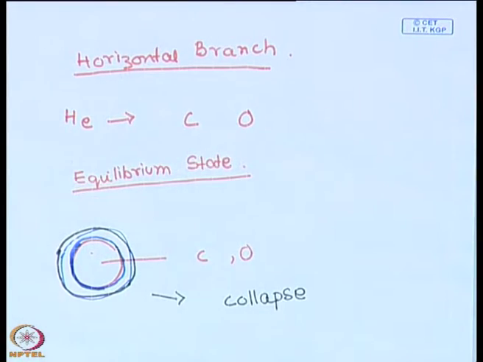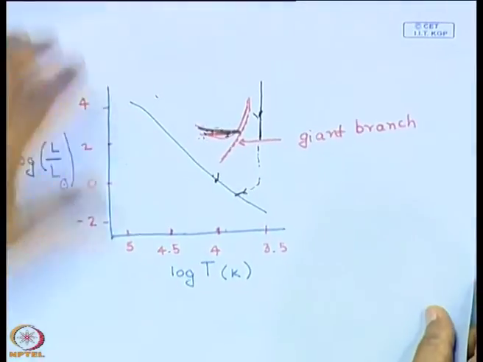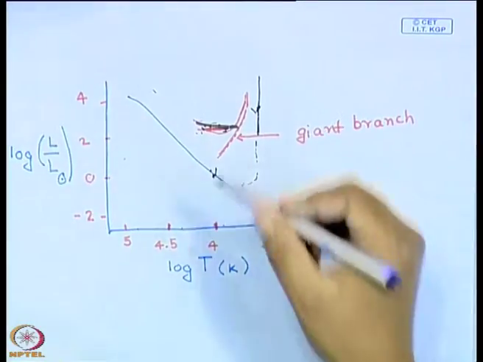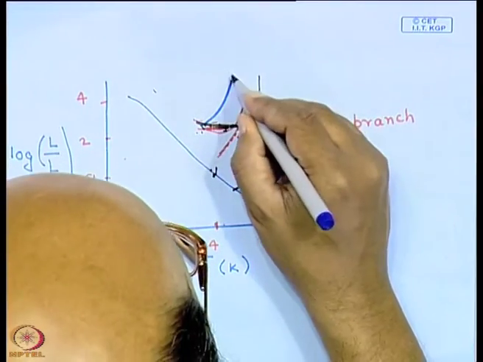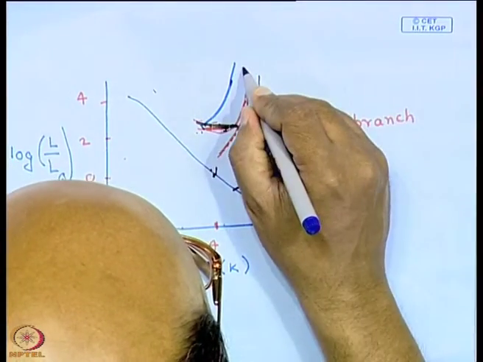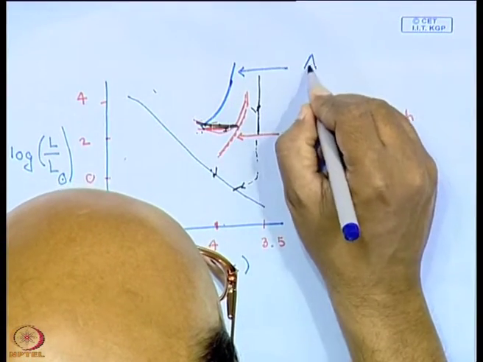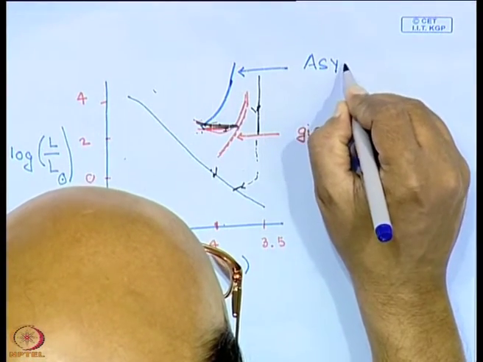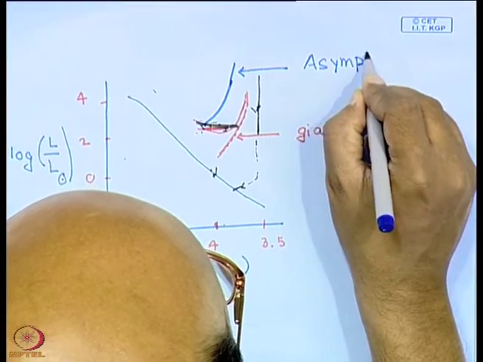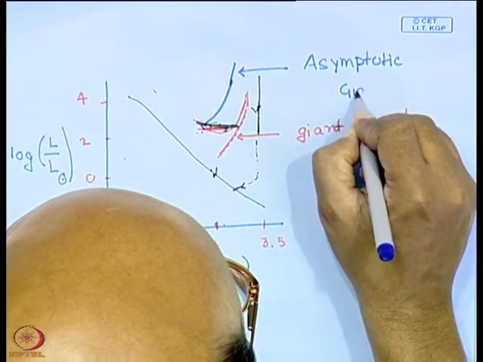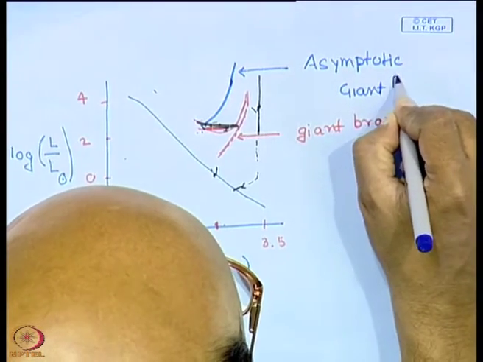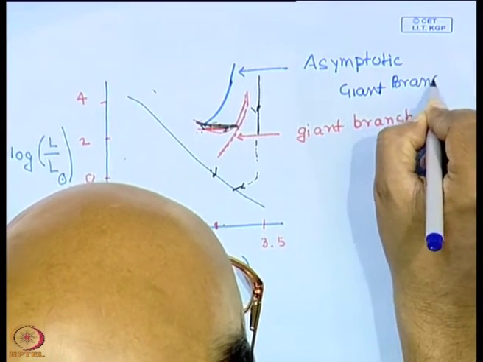to become bigger, and you will go into a second giant phase. So there will be a second giant phase called the asymptotic giant branch, or the second giant asymptotic giant branch.